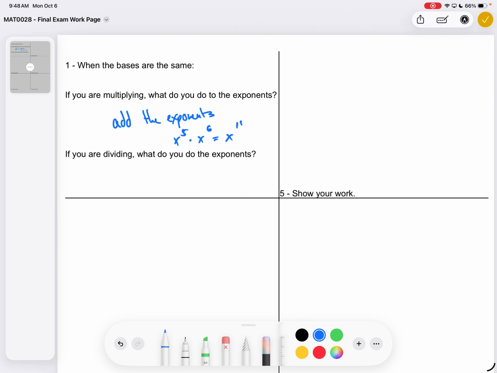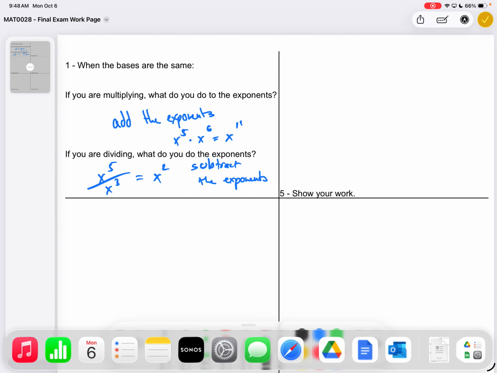So yeah, when the bases are the same, if you're multiplying, you add the exponents. It's fine to write an example there. So like on this one, x to the fifth divided by x third is x squared. So when you're dividing, you subtract the exponents. Okay, when you're dividing, you subtract the exponents. So you really don't need the problem to answer that one. But that is what I'm looking for there.